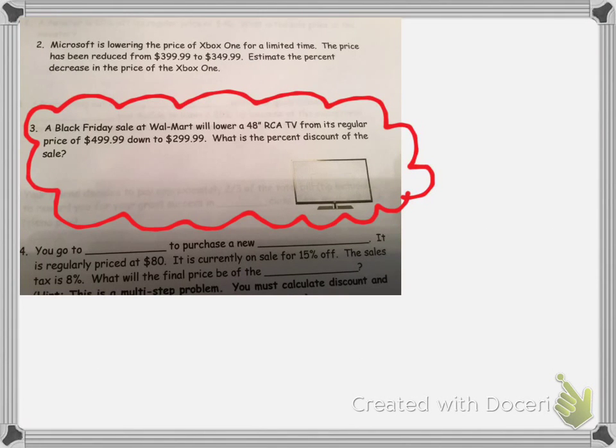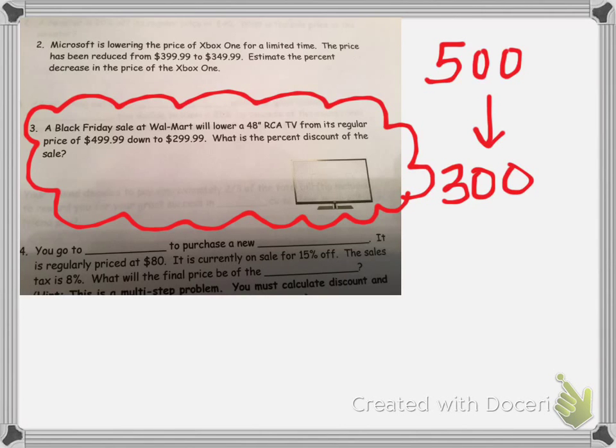In our next question, we have another sale. This was a Black Friday sale that we've seen in the past. And this one says the sale at Walmart will lower a 48-inch TV from a price of $499.99 down to $299.99. Think about what we did in the last question, where we did estimate a little bit. The $499.99 and the $299.99 are going to turn into some much easier to use numbers. These are going to be $500 and $300 respectively. Again, the mental math here to do the price change is very easy. 500 down to 300 will be a change of $200.